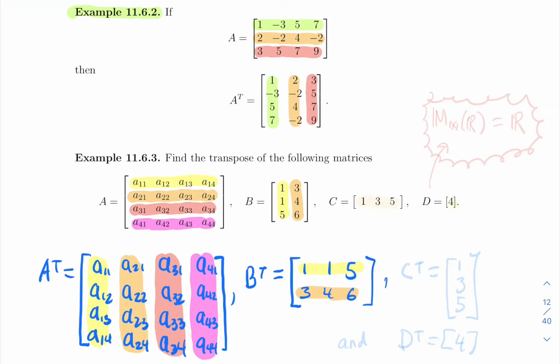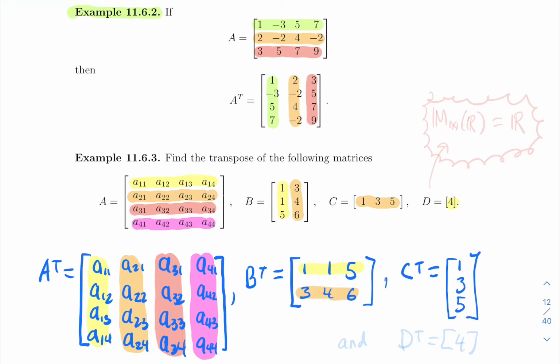Now if we compute C transpose, you can see C is a row matrix. There's only one row here, 1, 3, 5, so that row will become a column. So you just get 1, 3, 5 as a column, and that's your C transpose. And finally for D, well, that's very, very boring. I mean, you could argue that all of those examples were boring, but D in particular, very boring. You get a 4, so when you transpose, nothing happens.